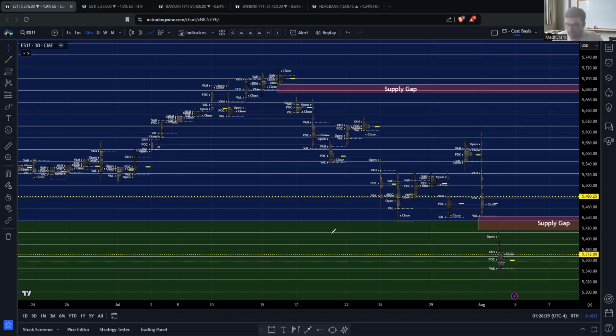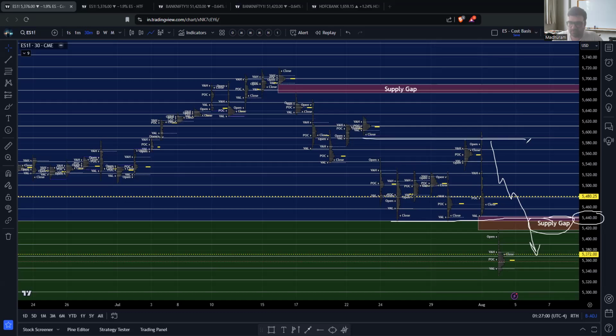Today is the 3rd of August 2024, and the current time is 10:56 a.m. IST, or 1:26 a.m. Eastern time, right? So some liquidation has happened, from the charts. What I'm seeing is some liquidation has happened, and clearly inventory is trapped above the 5440 region, and we have created another supply gap.